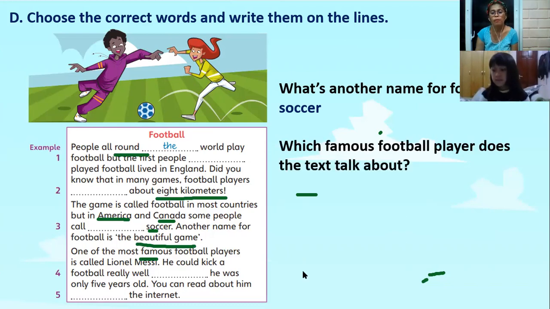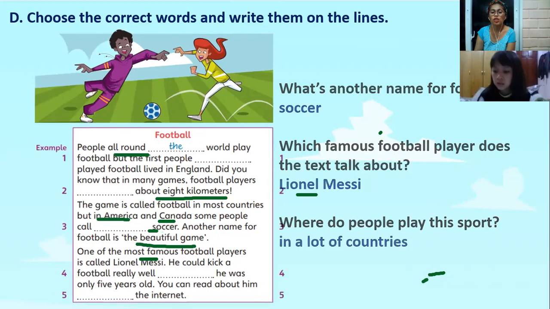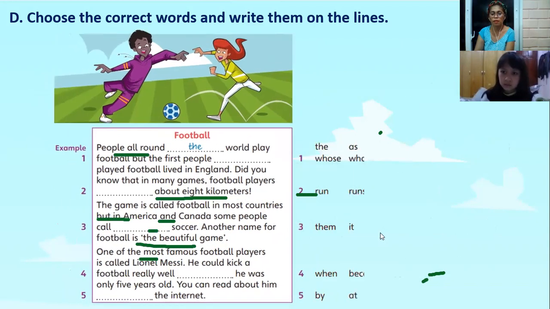Yes. Now, which famous football players did the text talk about? Lionel Messi. Okay, next. Where do people play this sport? In a lot of countries. Okay, in a lot of countries. Okay. So you understand this one? You understand? Yeah. Okay. So look up here. This is one. Yes. Okay.